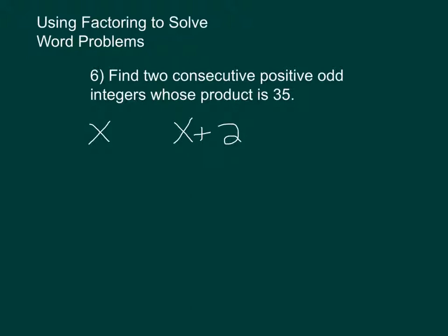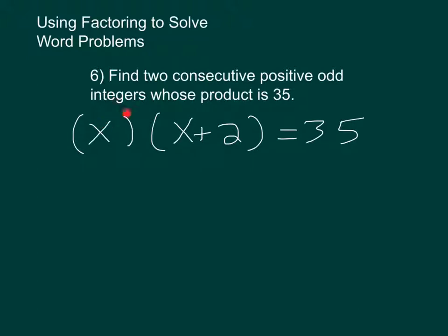Now, these two numbers are consecutive odd integers. To get from one odd number, x, to the next odd integer, we have to go up by 2. Now, we want to say that their product is 35. Their product is just the result of a multiplication. So we say that x times x plus 2 equals 35.